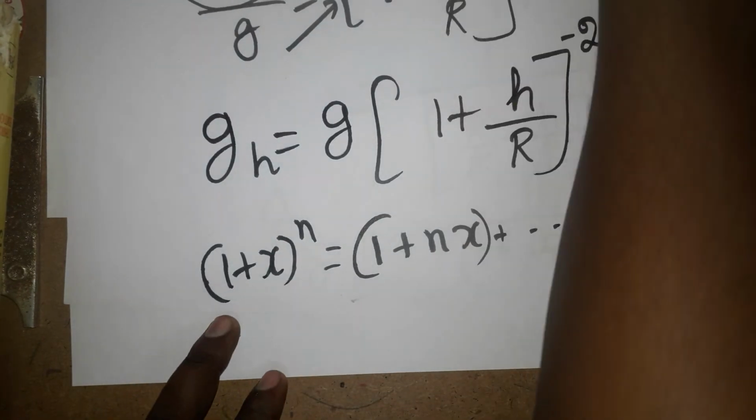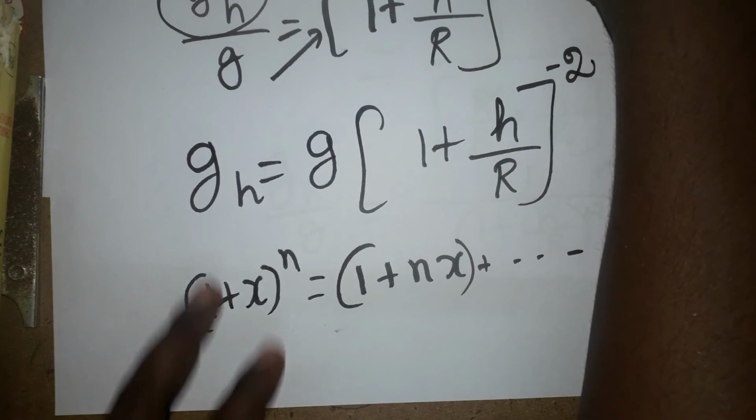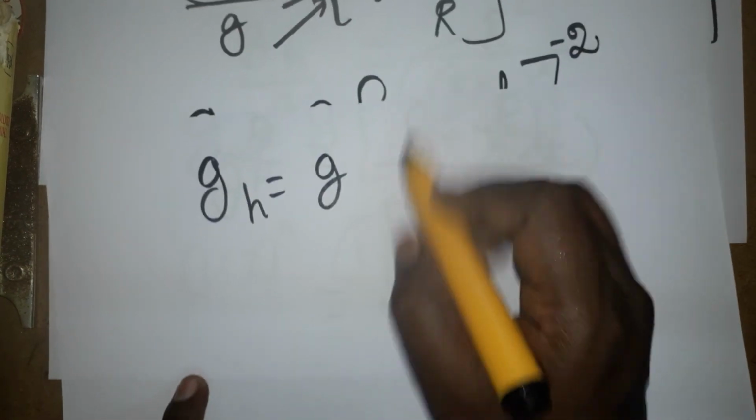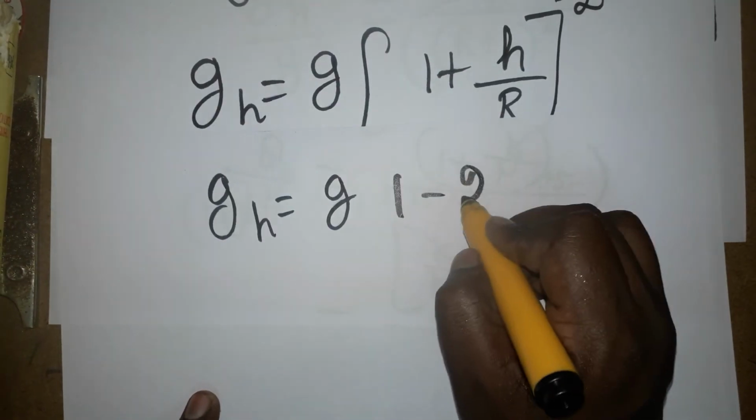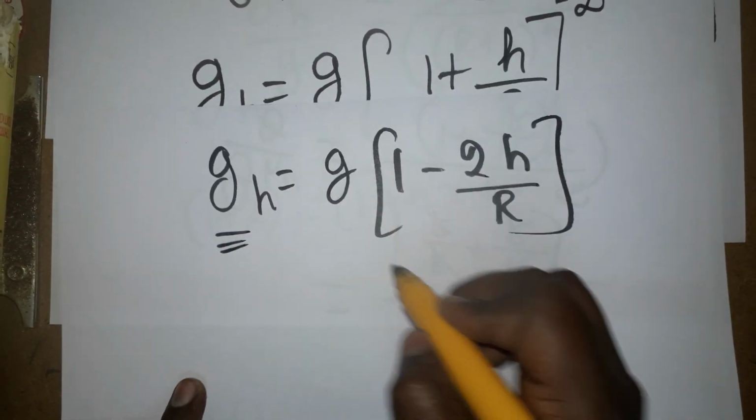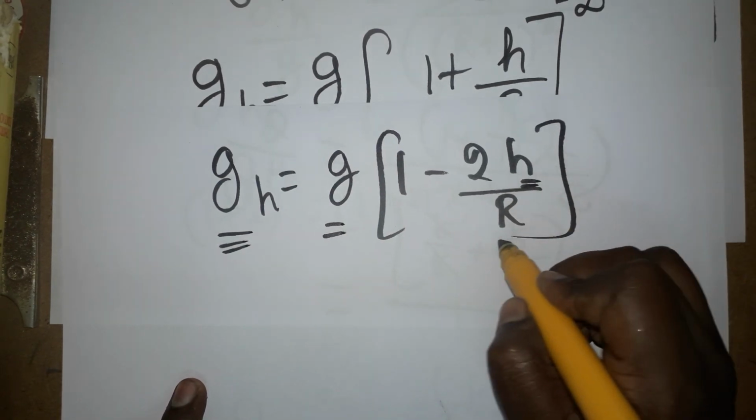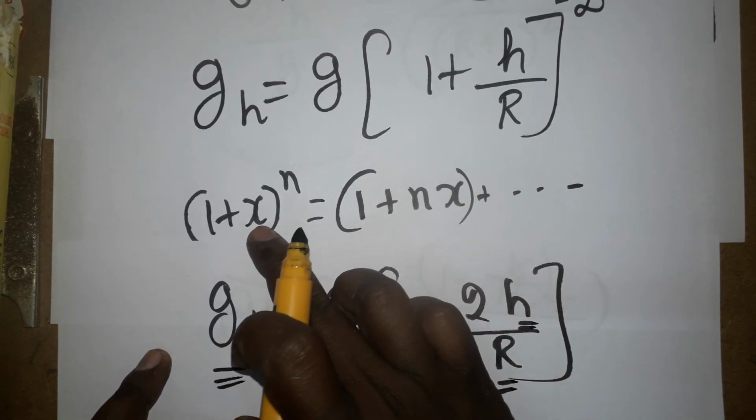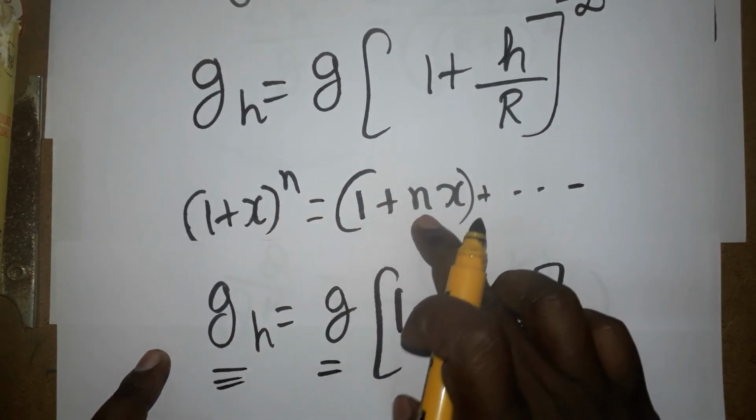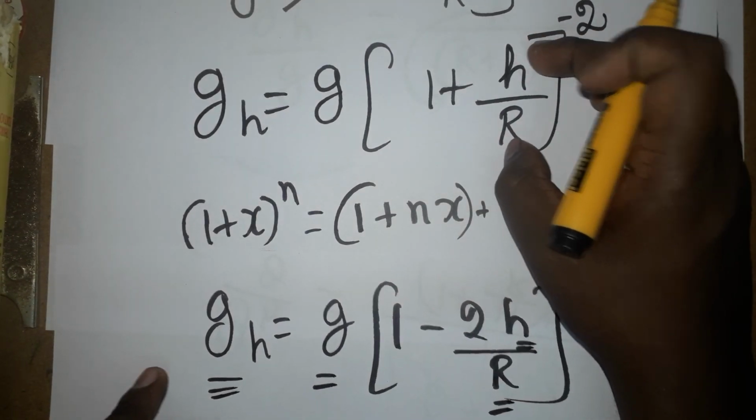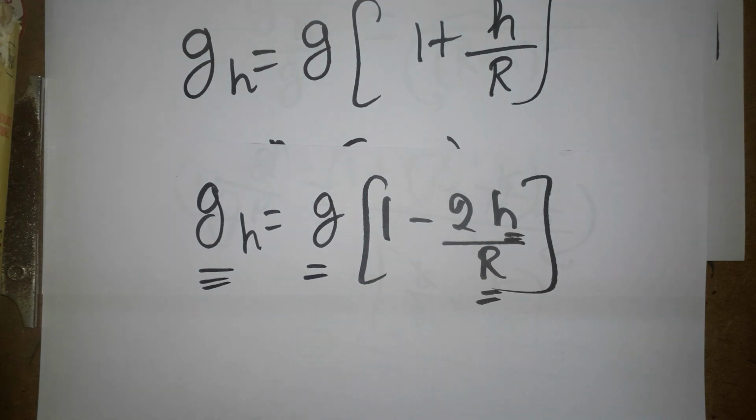So finally we get the gravitation at some height: gh is equal to g times 1 minus 2h divided by r. Here gh is the gravitation at some height, g is the gravity, h is the height, and r is the radius of the earth. In the expansion (1 plus x) to the power n equals 1 plus nx, here n is minus 2 and x is h by r. Finally, we got this equation.